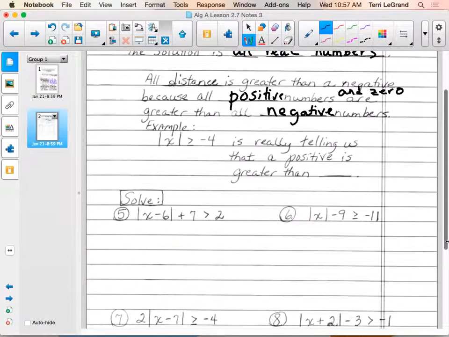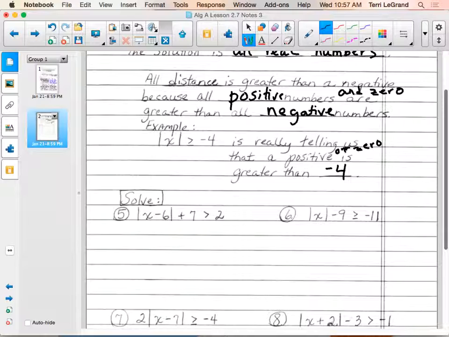So the absolute value of x is greater than or equal to -4 is really saying to us that a positive is greater than -4, or we could put this 0 in here again, or 0 is greater than -4. Let's play around with this one a little bit and see if that helps.